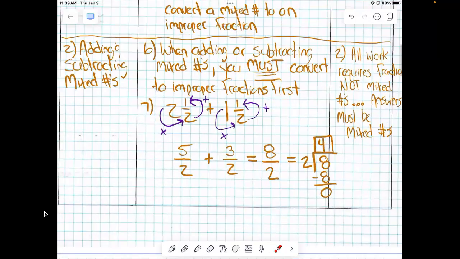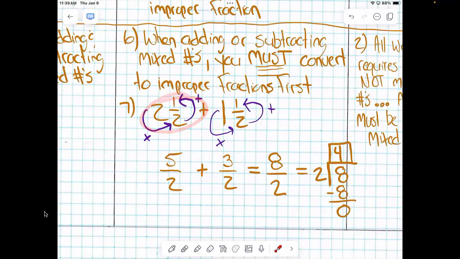Is this a mixed number? Yes. Is this a mixed number? Yes. Can I add them? No. I need to do what process to convert them? Around the world. So 2 and 1/2: 2 times 2 is 4, 4 plus 1 is 5, so my new numerator is 5, and my denominator stays a 2, because the denominator is a 2 up here. I did around the world here, and I got 3 over 2. So now I have 5 over 2 plus 3 over 2, yes?